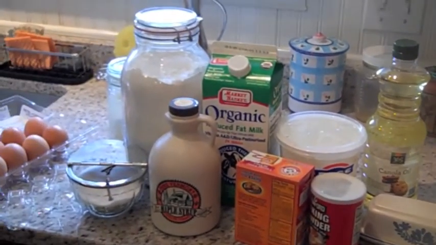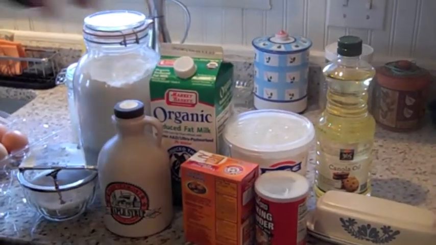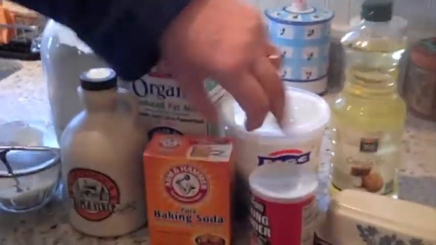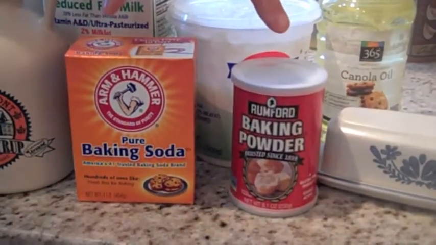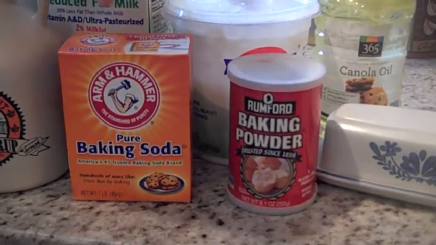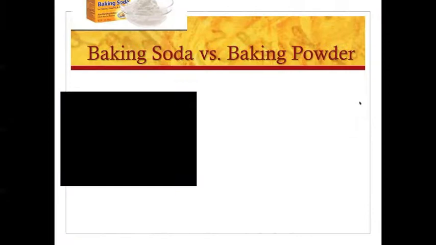There's more than one recipe, but we always end up wondering about these two guys, baking soda and baking powder. Baking soda, baking powder. What's the difference? I want you to find out by doing some pancake experimentation. Let's start off with baking soda.